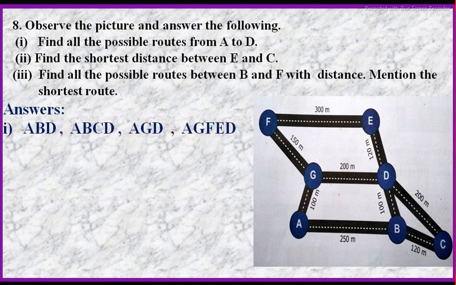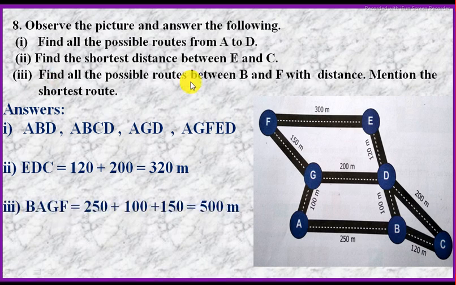The second one, find the shortest distance between E and C. So from E to C, you can come to E to D and D to C, or E, D, D and C. So when you add up this, you get 120, 220, 340, whereas EDC is the shortest route where you cover it within 120 and 200, 320 meters.